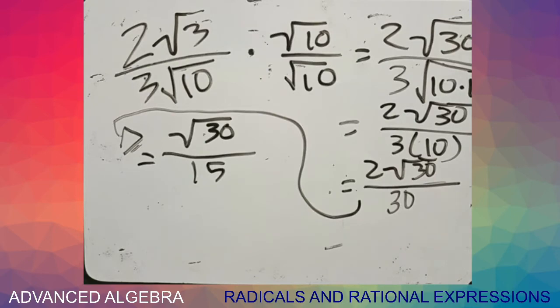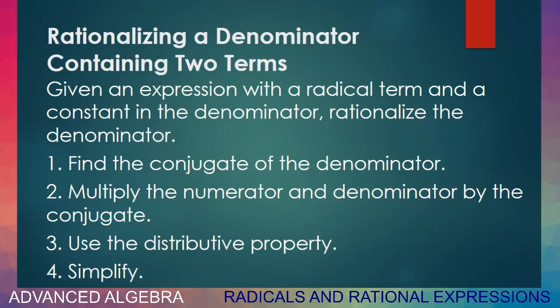So, tumungo naman tayo sa ibang topic. Okay, so rationalizing a denominator containing two terms. So, given an expression with radical term and a constant in the denominator, rationalize that denominator. So, ito na yung topic na may conjugate. So find the conjugate of the denominator. So multiply the numerator and denominator by the conjugate. Number 3, use the distributive property.